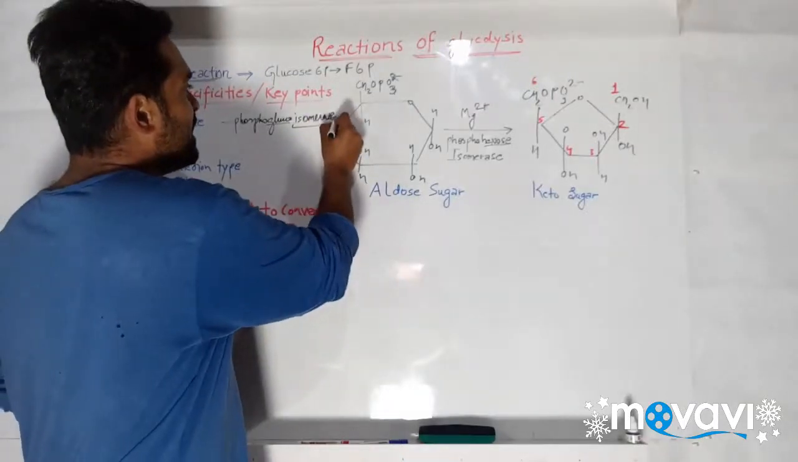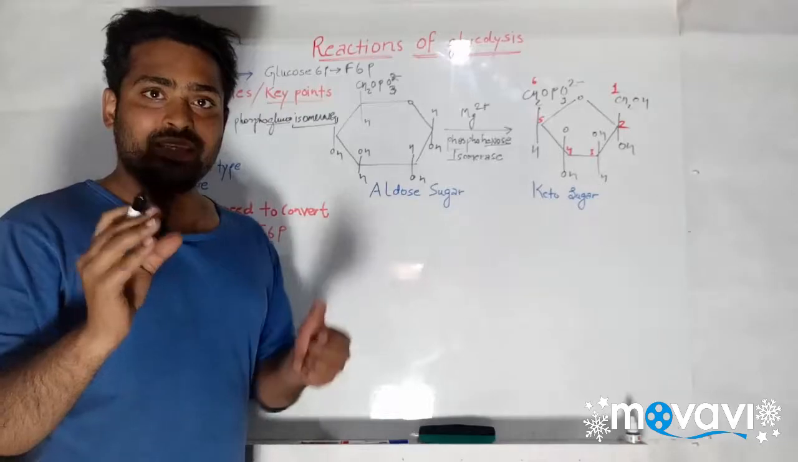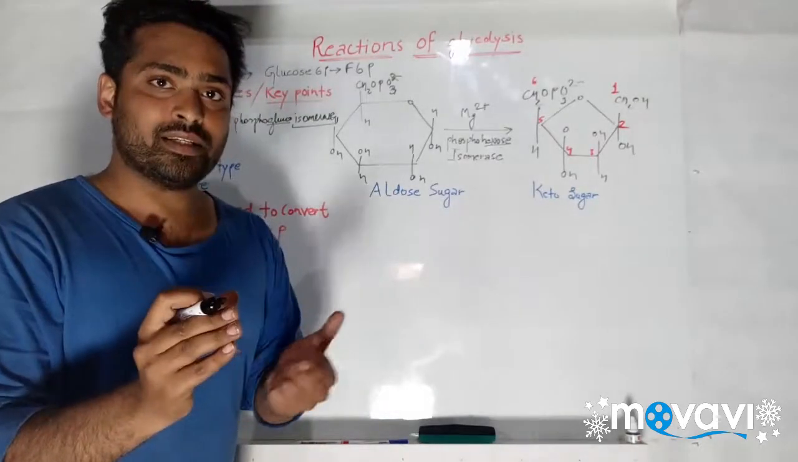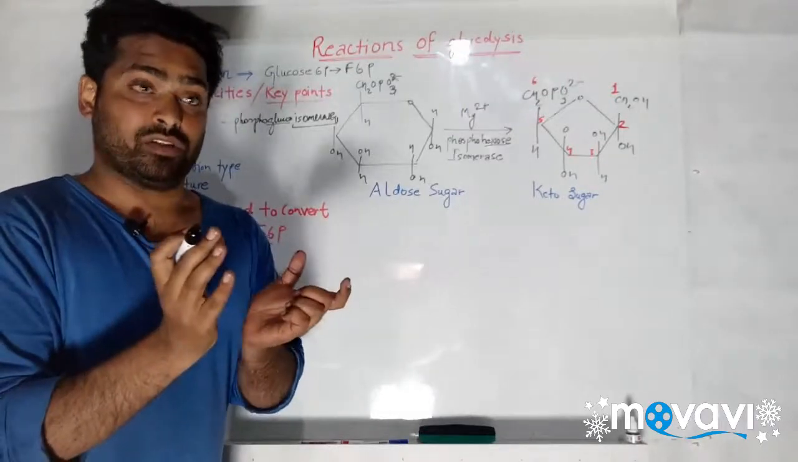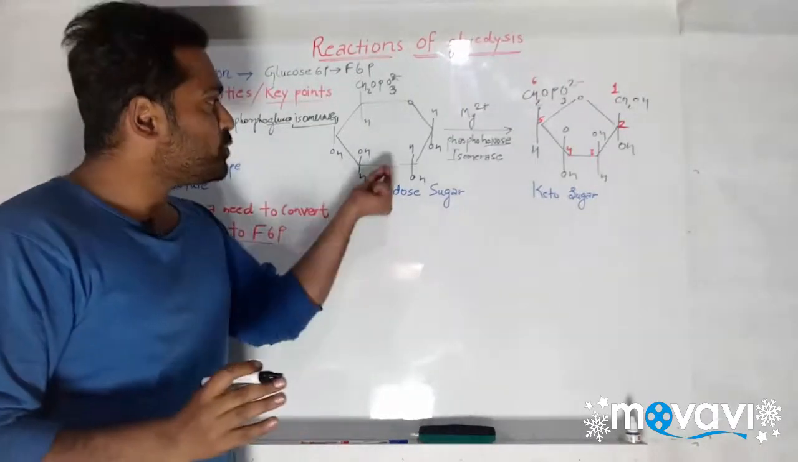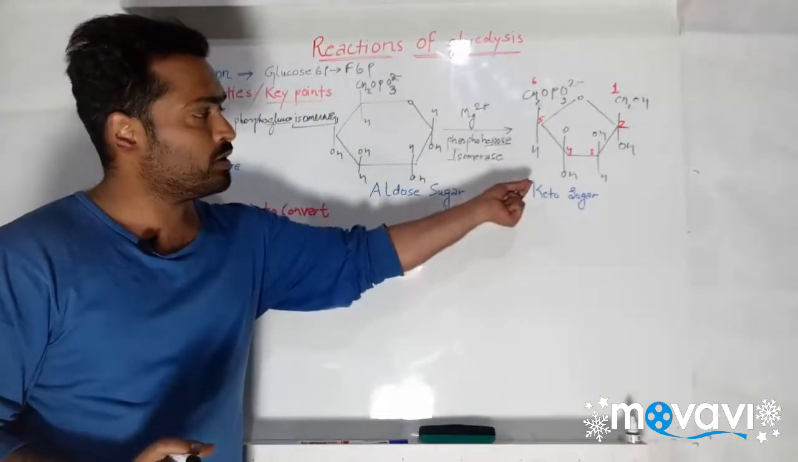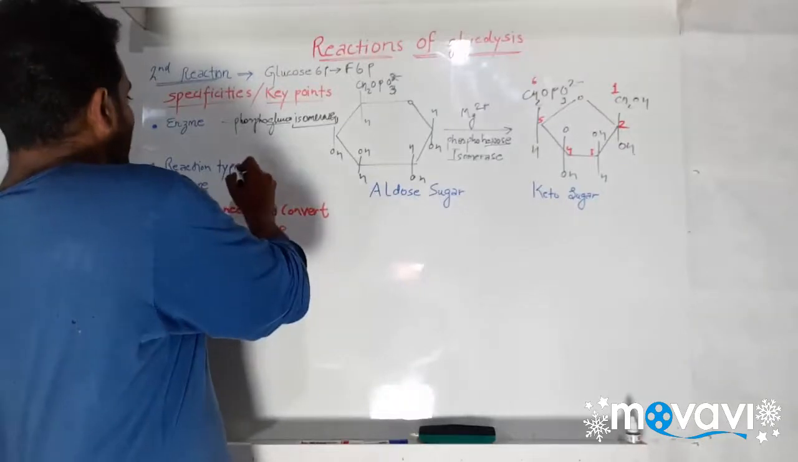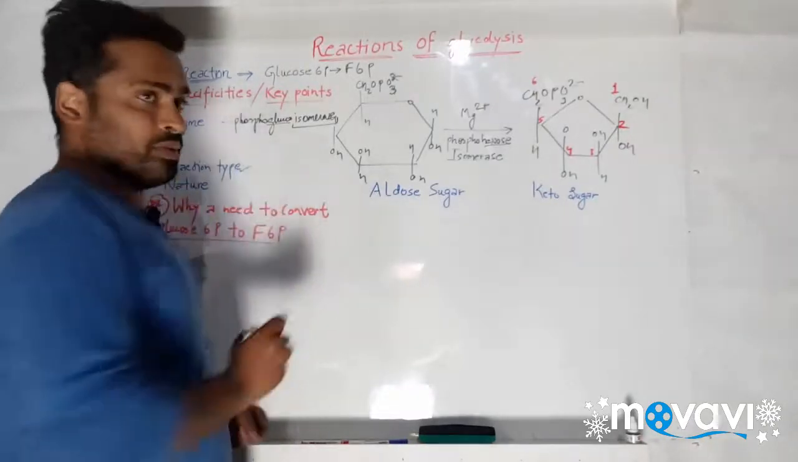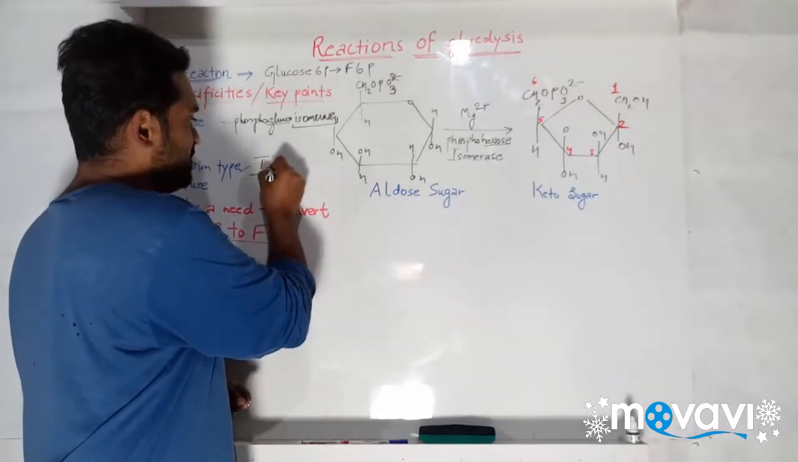This is an isomerase, the enzyme that isomerizes these structures. In this case, it is isomerizing this glucose molecule into fructose sugar. The second point is reaction type. This is isomerization, same thing.